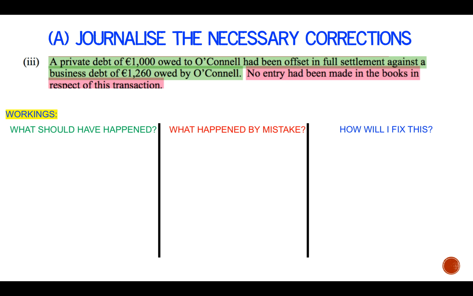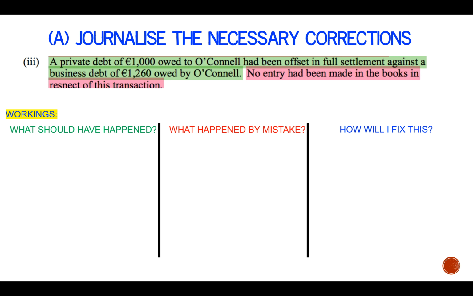So a private debt of 1,000 owed to O'Connell. So think about O'Connell personally, all right? They owed a private debt. So it had been offset in full settlement against a business debt of 1,260 owed by O'Connell. So O'Connell's business owed a business debt of 1,260.